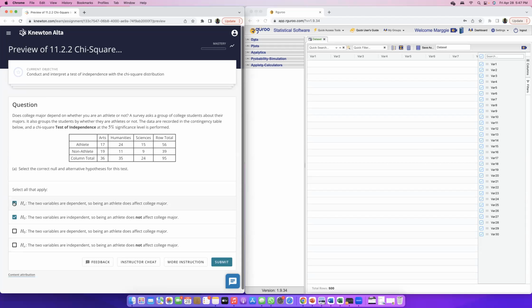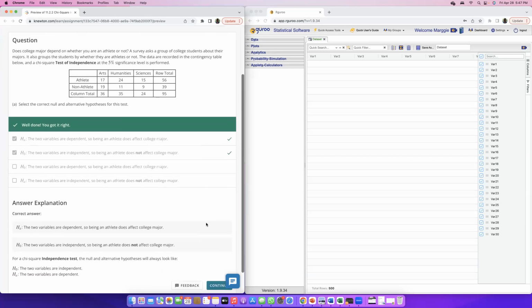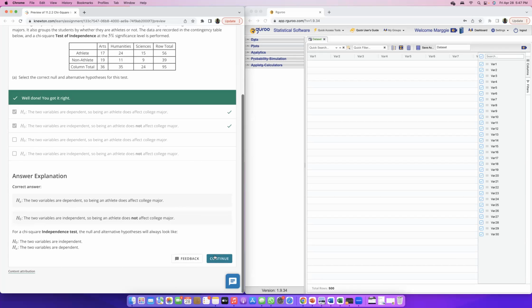two variables are dependent. So we said that the null hypothesis is that the two variables are independent, so being an athlete does not affect college major. And the alternative hypothesis is that the two variables are dependent, so being an athlete does affect college major. The null hypothesis and alternative hypothesis for the test of independence will always read the same: the null hypothesis is always that they are independent, and the alternative is always that they are dependent. So we're going to do the test.